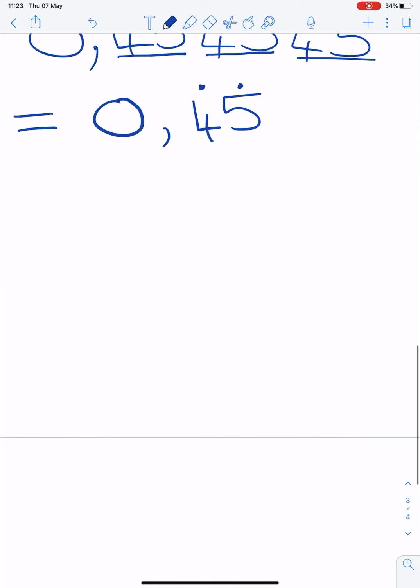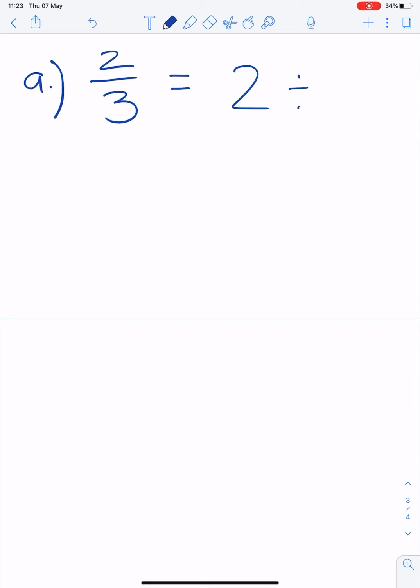So let's have a look at exercise 7.6. A is 2 over 3. So remember that 2 over 3 means 2 divided by 3. So you will start off like that.